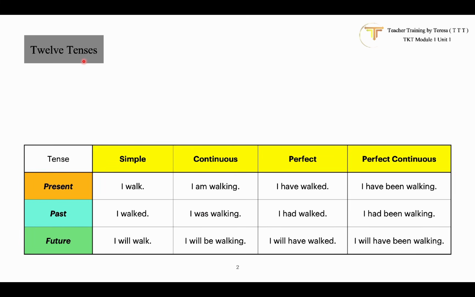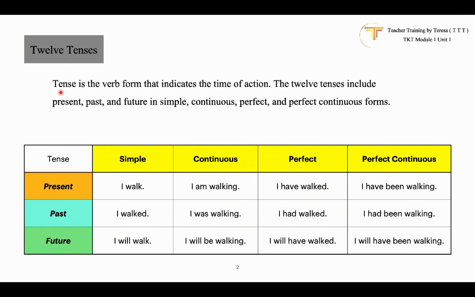12 tenses. Tense is the verb form that indicates the time of action. The 12 tenses include present, past and future in simple, continuous, perfect, and perfect continuous forms.